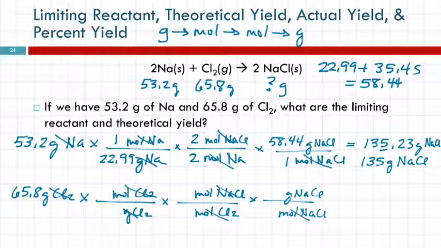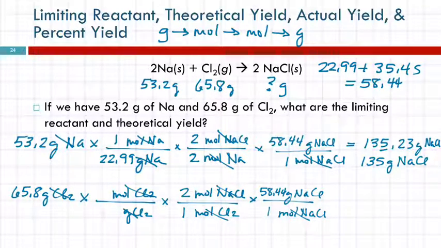Got all the units in place, now I go for numbers. The mole ratio comes from the balanced chemical equation. 1 mole of chlorine makes 2 moles of sodium chloride. So I get 2 moles of sodium chloride from every 1 mole of chlorine. This last one is also easy because I already did this. The last fraction is going to be the same. So that's convenient. 58.44 grams per mole.